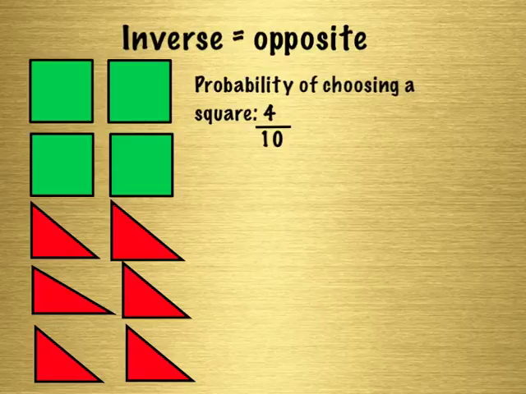So now that we know that, what is the probability of not choosing a square? Or the probability of choosing any shape other than a square? That's the inverse. So since I know that the probability of choosing a square is 4 out of 10, I can look and see that the probability of not choosing a square is 1, 2, 3, 4, 5, 6 out of 10.